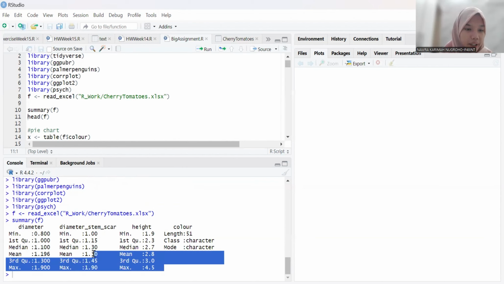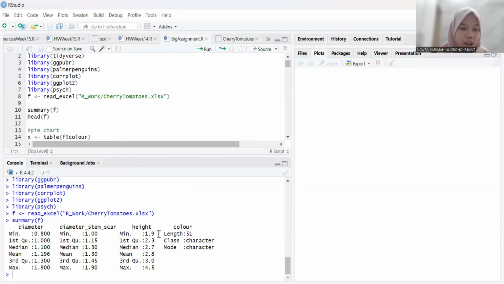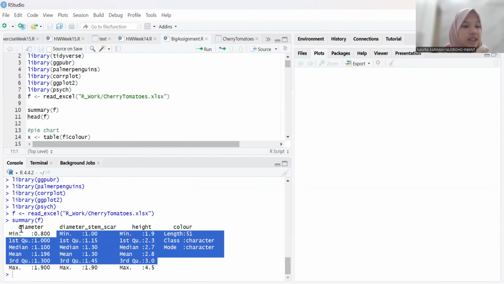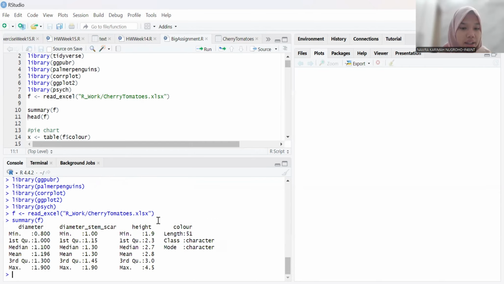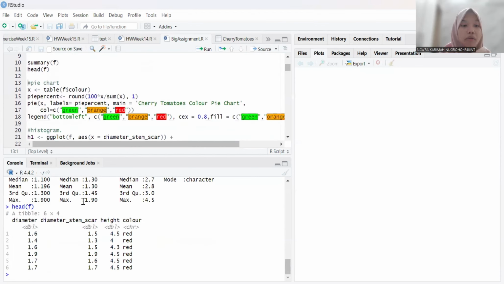So this is the summary of the dataset that I created. Just like what I've said previously, there are 3 numerical variables, which are continuous variables, and 1 categorical variable, which consists of 3 categories: red, green, and orange. Next, this is the overview of the dataset. And yeah, it can be seen that the 3 numerical variables are continuous, while the color variable is nominal data.